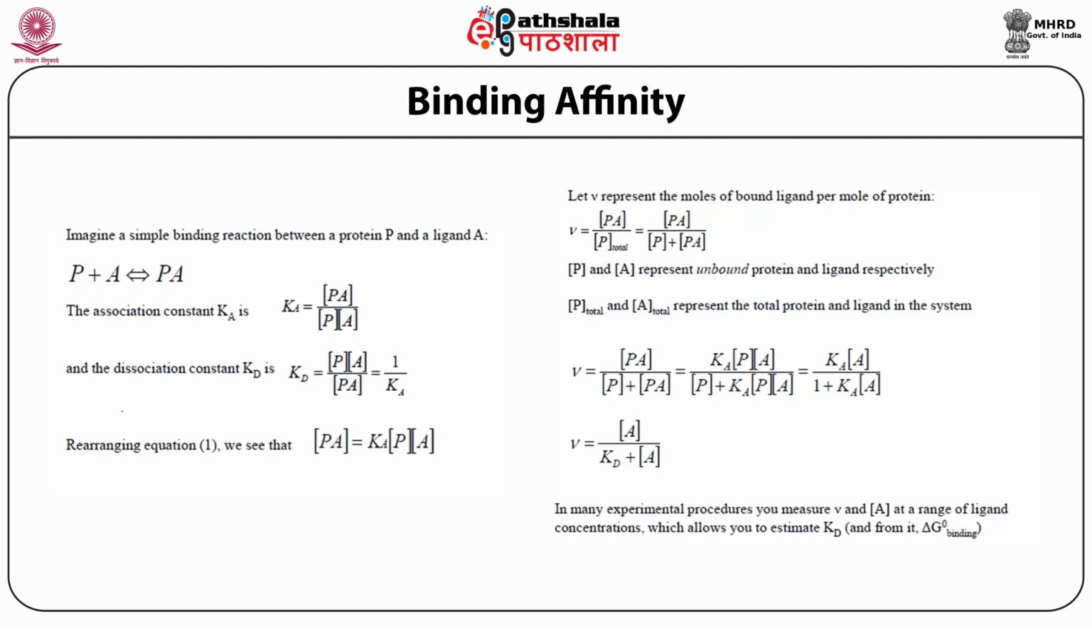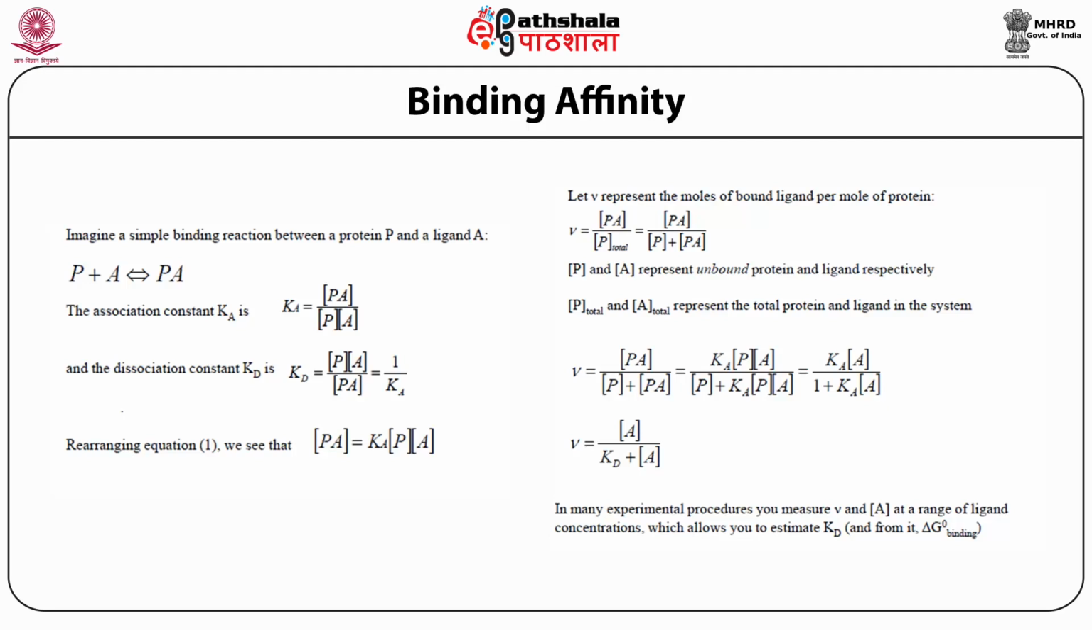So V equals the concentration of PA divided by the concentration of P plus PA, which equals Ka into P into A divided by P plus Ka into P into A, that equals Kd into A divided by 1 plus Kd A. By rearranging this equation, we can get the value of V, which equals the concentration of A divided by Kd plus the concentration of A.